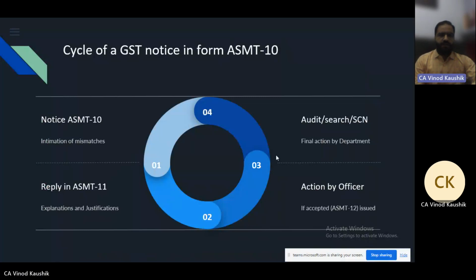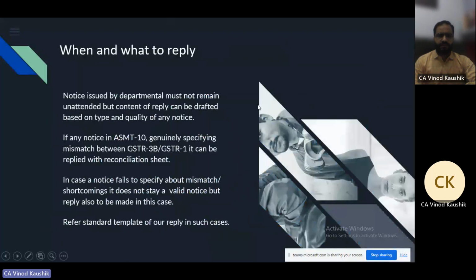So what is the cycle of a GST notice? Notice is issued in ASMT 10. Post that, audit, search, show cause notice can be started. First of all, ASMT 10 is issued, and I make some explanations. If he accepts my explanations and justifications, he can issue ASMT 12. If he is not able to digest my explanations, then he can start the audit, he can start my search, he can start the show cause notice under section 73 or 74. So this is the life cycle of an ASMT 10.